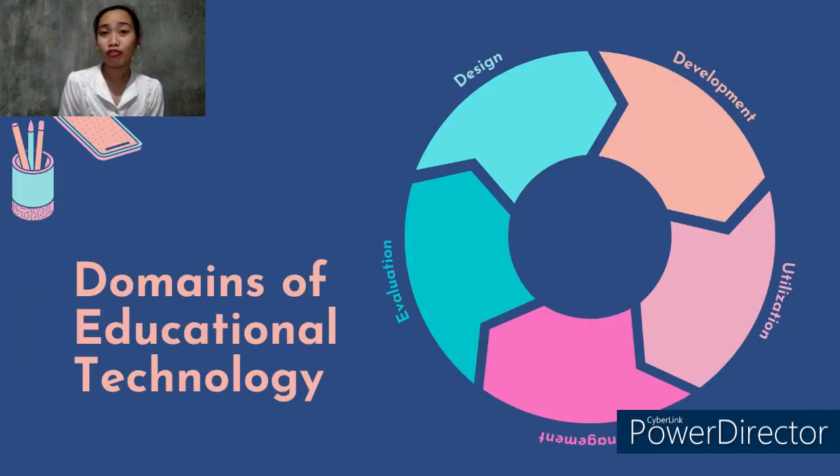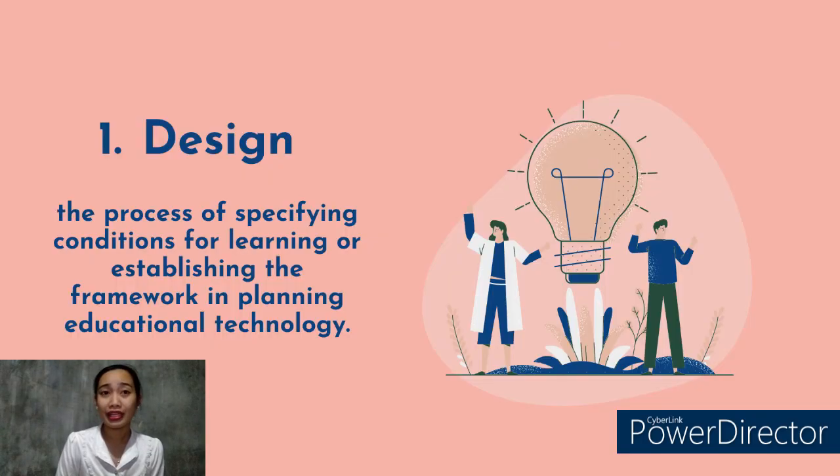Now, as an application of both theory and practice, educational technology has five domains. These are design, development, utilization, management, and evaluation. The first domain is design. Design is the process of specifying conditions for learning or establishing the framework in planning educational technology. Its purpose is to create strategies and products at the macro level, such as programs and curricula, and at the micro level, such as lessons and modules.